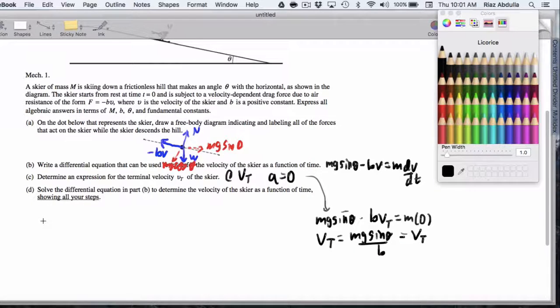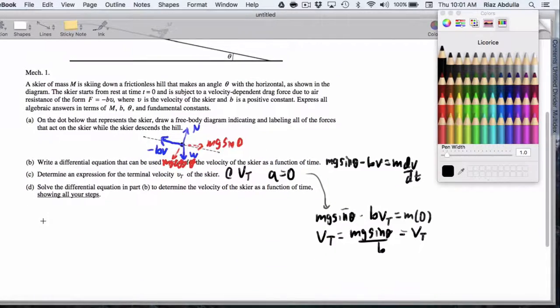Now, when we want to go ahead and solve the differential equation in part B, you're going to use separation of variables in order to solve the problem. But I will say this. We have mg sine theta minus bv equals m dv dt. This whole thing is a constant, okay?